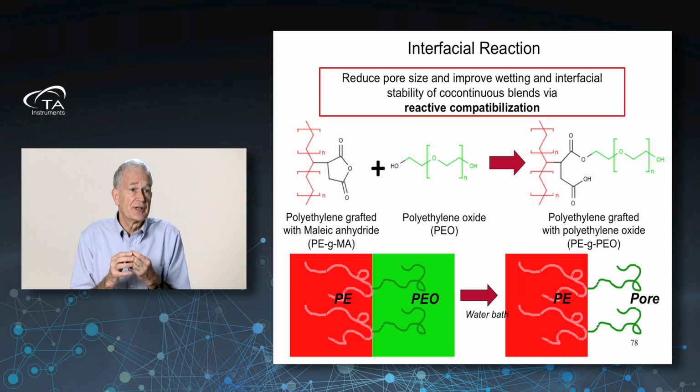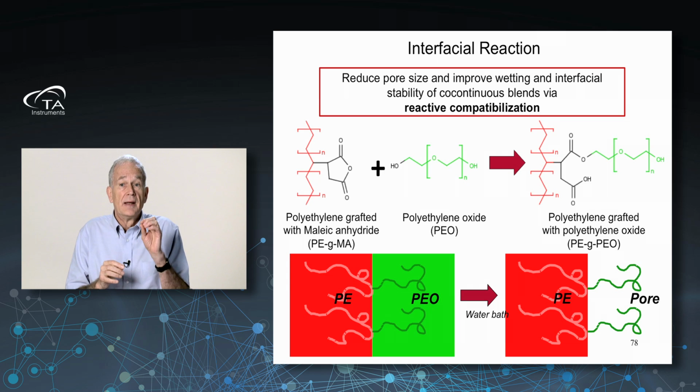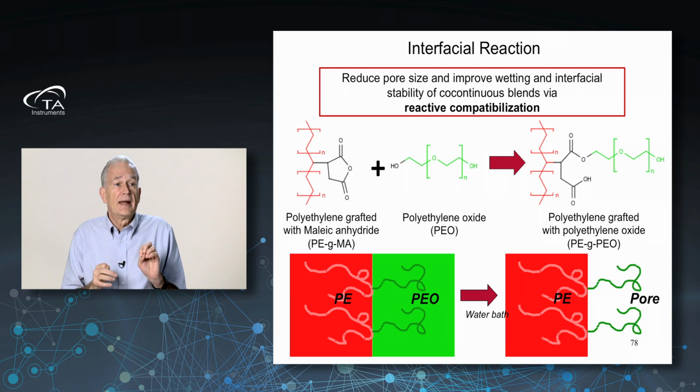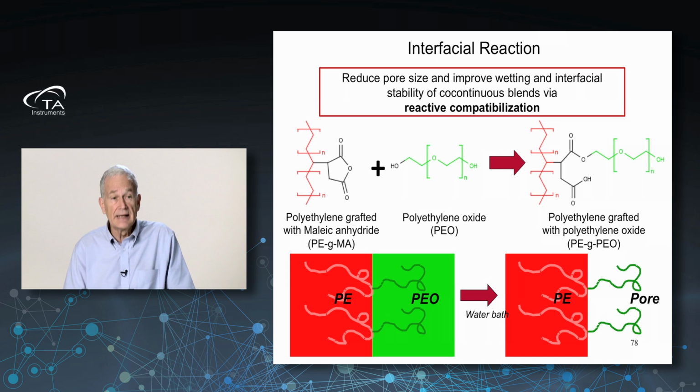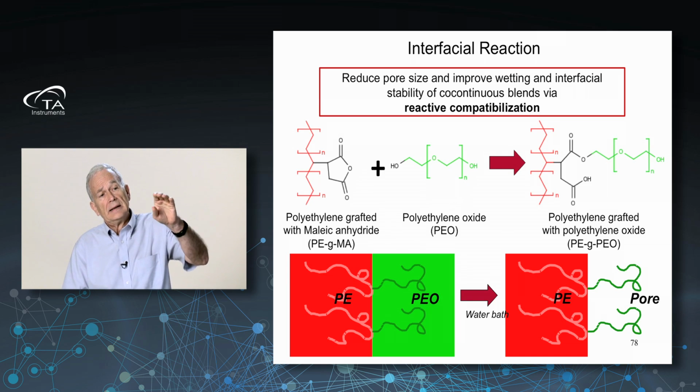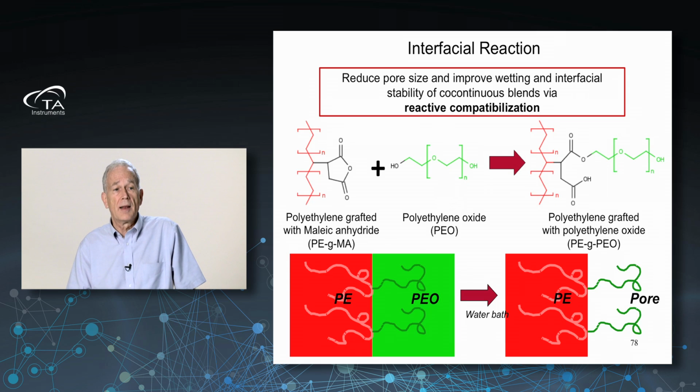And here's a different system of polyethylene and polyethylene oxide, and we've modified the polyethylene by putting maleic anhydride on it. And that maleic anhydride group can react with the hydroxyl groups on the end of the polyethylene oxide. And this then forms some graft copolymers at the interface. This lowers interfacial tension and essentially can stop the coarsening.